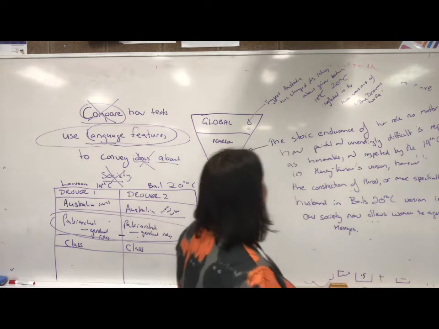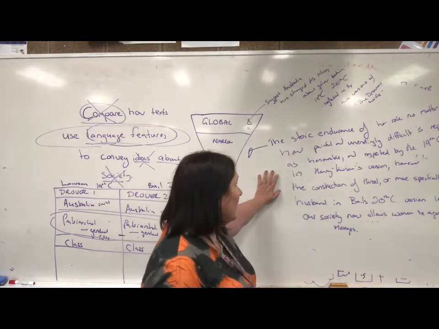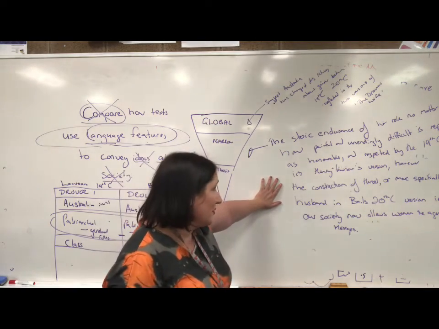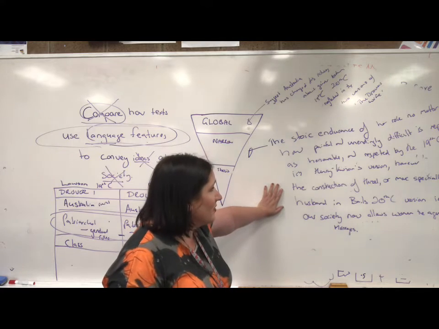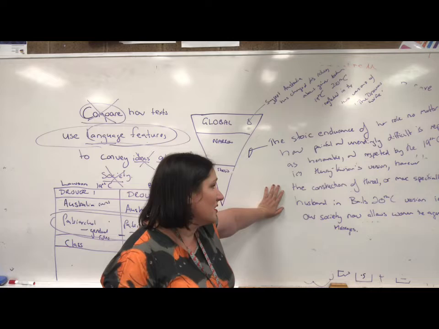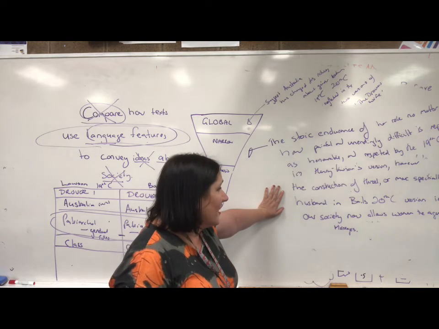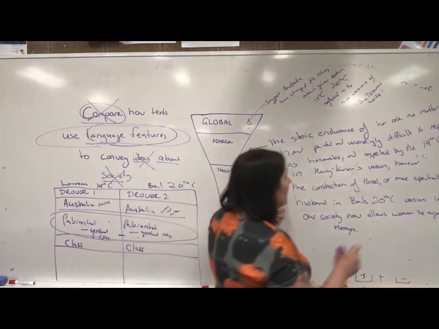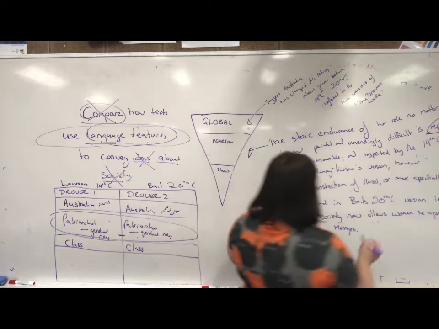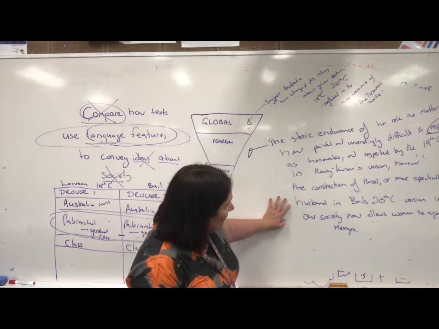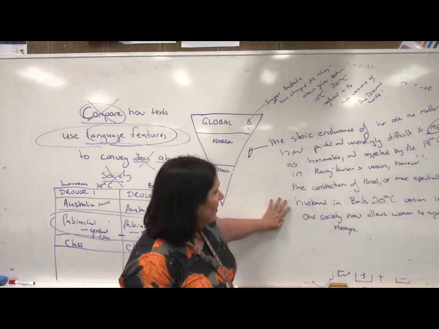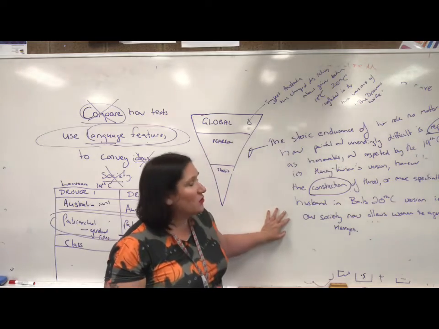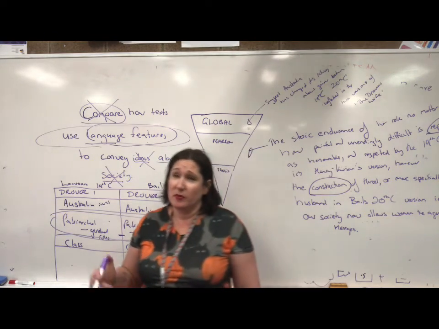Now, there's a couple of words here. I'll read that to you again. The stoic endurance of her role, no matter how painful and unendingly difficult, is represented as honourable and respected by the 19th century reader in Henry Lawson's version. However, the construction of Hazel, or more specifically her husband, in Bale's 20th century version, indicates our society now allows women the agency to leave unhappy marriages. I want you to look at the word represented. What's the one of the 19th century? Readers. Construction. So twice I've used words that are signposting I'm looking at construction.